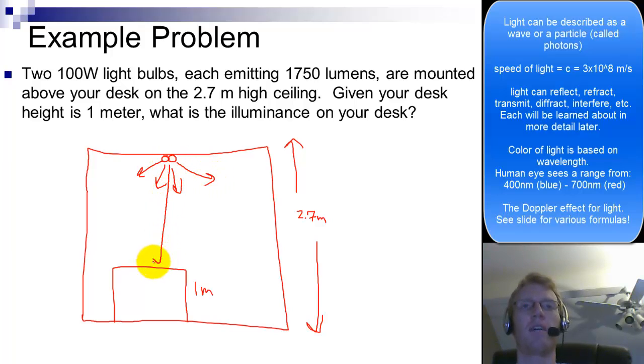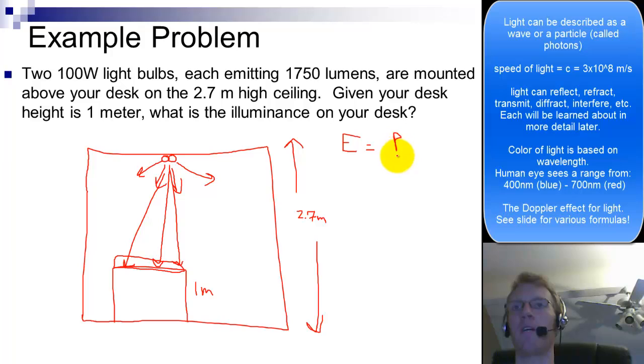And so it's coming down and it's hitting your desk, right? On the surface of your desk, you've got all these light particles hitting your desk. And the question is, what is the illuminance on your desk? So illuminance is the total amount of light divided by 4 pi r squared. The total amount of light, well, we have two light bulbs, right? Each one is 1750, so that's 2 times 1750.